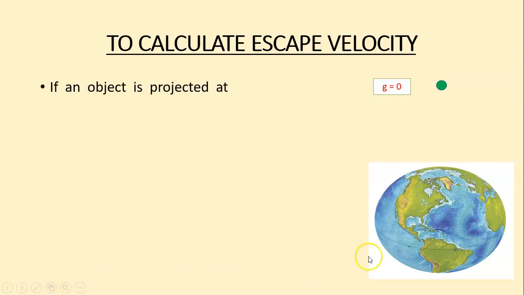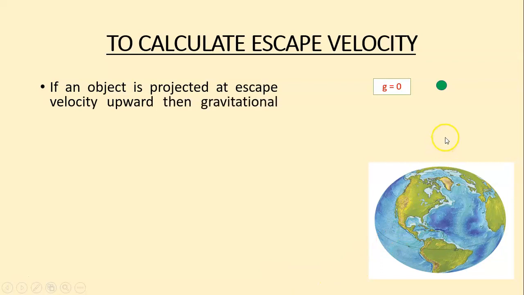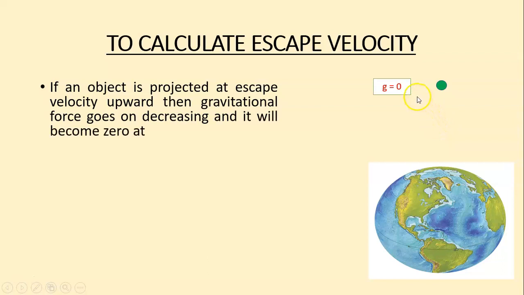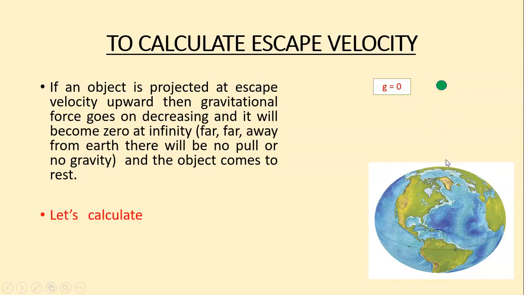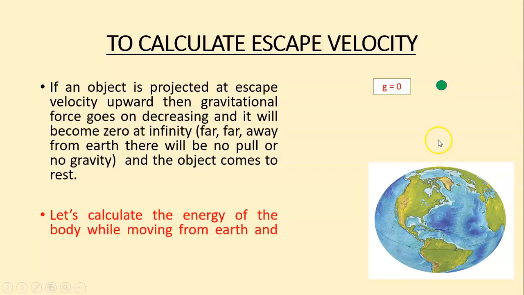If an object is projected at escape velocity upward, then gravitational force goes on decreasing and it will become zero at infinity. That is, when it is far, far away from Earth, there will be no pull or no gravity and the object comes to rest. Let's calculate the energy of the body while moving from Earth and also at rest at infinity.